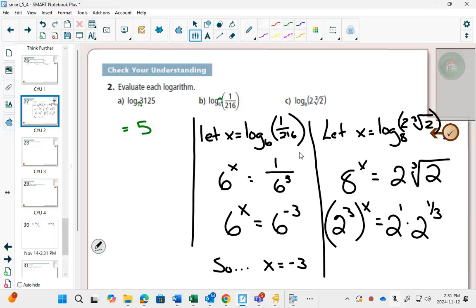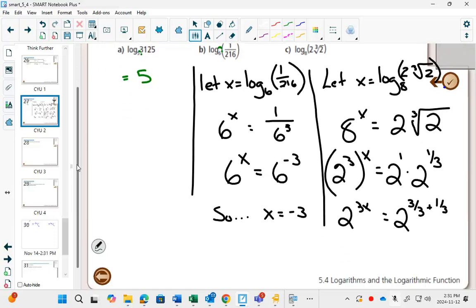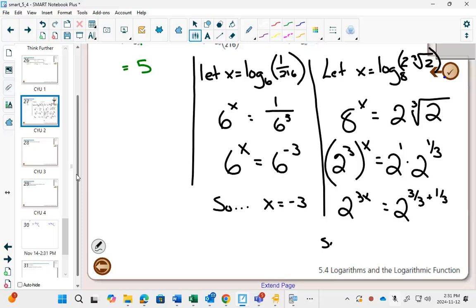And exponent rules from grade 9, if you're multiplying powers and they have the same base, you can add the exponents. So this will be 1 is 3 over 3 plus 1 over 3. On this side will be 2 to the 3x. And now, since the bases are the same, we can go, so 3x has to equal 4/3. And x is equal to 4/9.